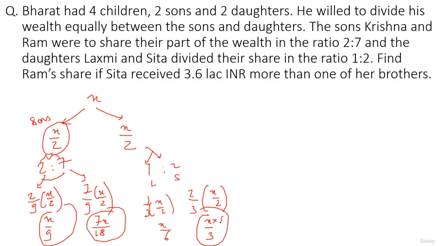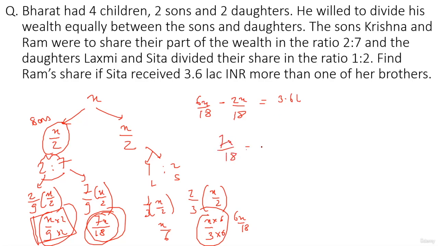Okay, here we multiply by 6. Okay, here we multiply by 2. So Sita ka share is 6x by 18, which is less than 7x by 18. So definitely difference iska hua hoga, first brother ko, right? So difference of Sita's share 6x upon 18 minus the other brother 2x upon 18. This value is 3.6 lakhs. Okay, find the share of Ram. Ram ka share kitna ho jayega? 7x by 18. This you have to find out.